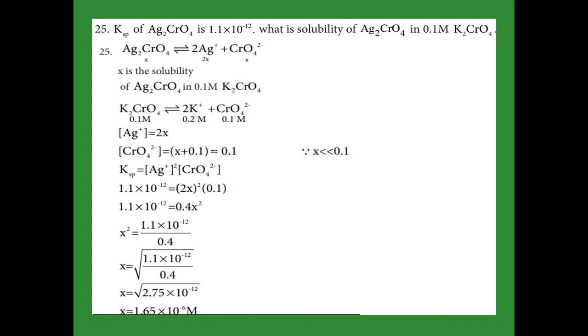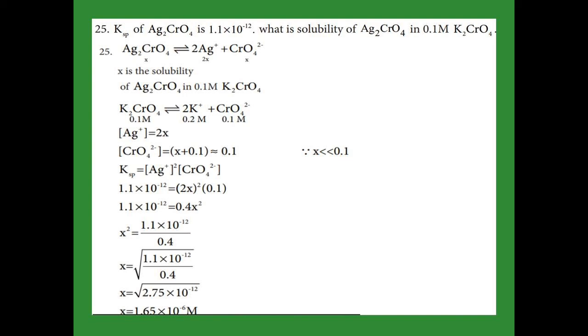Potassium chromate in water splits as K+, the valency of potassium is 1, but on the reactant side there are 2 potassium, so in front of K+ we put 2, and chromate CrO4 2-, only 1 mole. The potassium chromate molarity is given as 0.1 molar. 1 mole means 0.1 molar, 2 moles means 2 multiplied by 0.1, we get 0.2 molar. So for 2K+ we put 0.2 molar, and chromate, being 1 mole, is 0.1 molar.